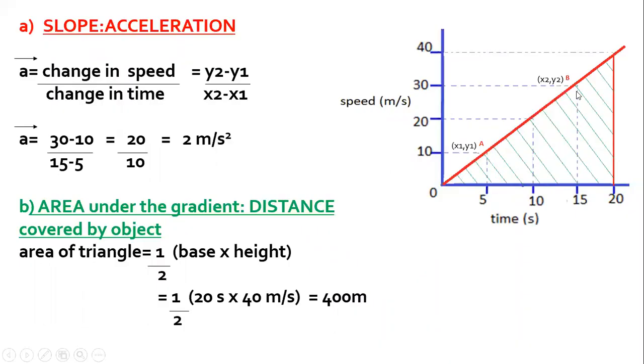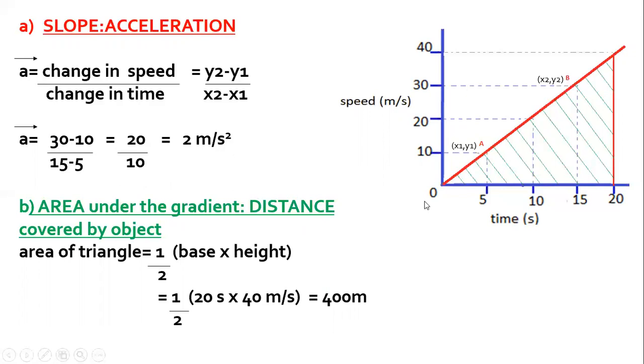So my y2 over here is 30. The B point will show me values of x2 and y2. So my x2 from the x-axis is going to be 15. My y2 from the y-axis is going to be 30. Then A point shows x1 and y1 values. So my x1 from the x-axis is 5 and my y1 from the y-axis is 10. I will put these values in the formula: 30 minus 10 by 15 minus 5. And solving it, I will get a value of 2 meter per second squared.